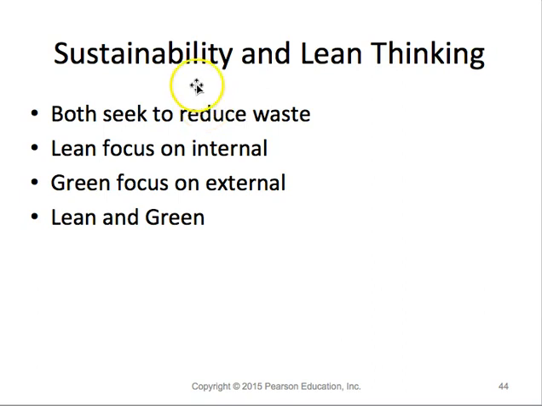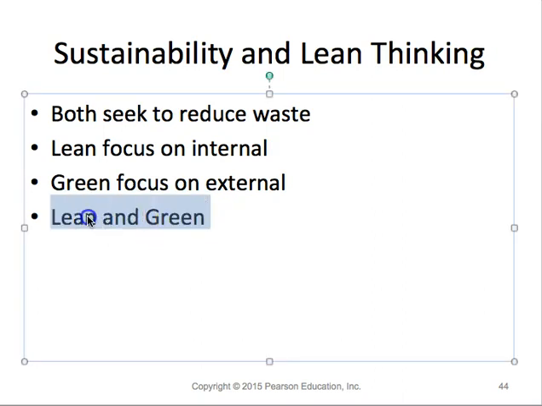Actually, there are different wastes. Sustainability is about the waste that causes harm to the environment and the community. And for lean thinking, it is waste of money, waste of labor, waste of resources. Lean focuses on the internal, because it is an internal method to improve profitability and efficiency. And sustainability is about being green and making our environment healthy, so it is focused on the external. So the ideal situation is to have lean and green.